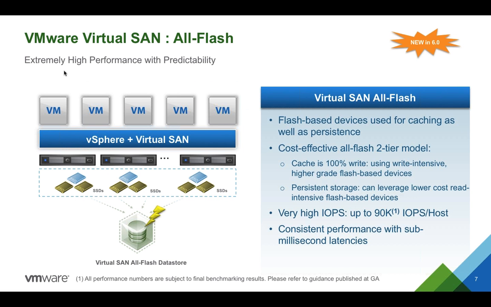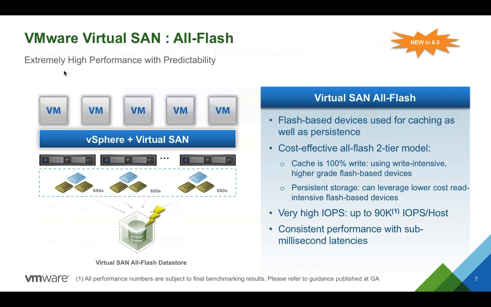The new architecture now supported with Virtual SAN 6.0 is the all-flash architecture. The all-flash architecture is pretty unique, where we're introducing a two-tier model in terms of flash tiers, where one tier, known as the caching tier, is utilized as a 100% write buffer. So we can outfit this tier with write-intensive devices that fit that model and that use case.